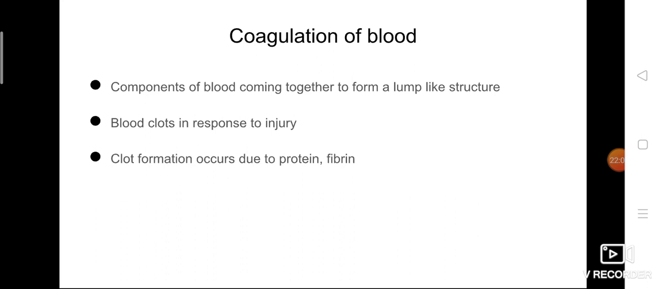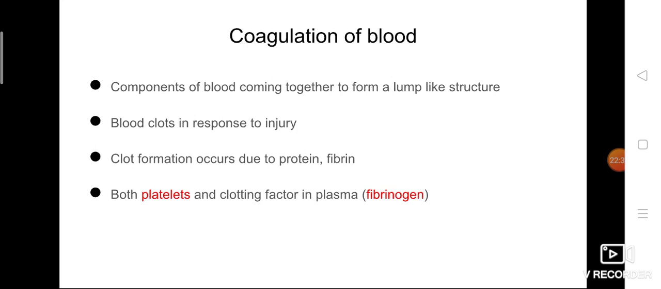Clotting formation occurs due to the presence of the protein fibrin. So for coagulation of blood, we need two things. One is platelets and another one is fibrinogen. Fibrin and fibrinogen are both the same only. Okay, so what will platelets do? Platelets initiate the blood clotting mechanism, and fibrinogen, one of the proteins present in plasma, promotes the blood clotting mechanism.